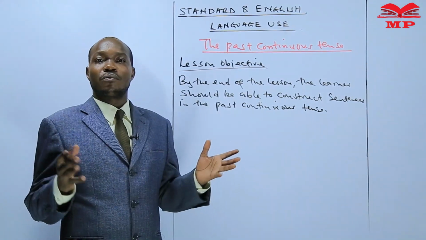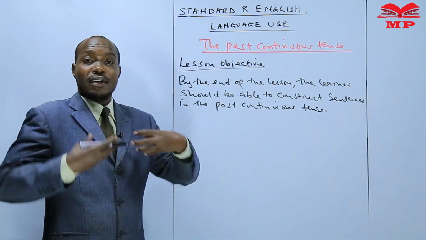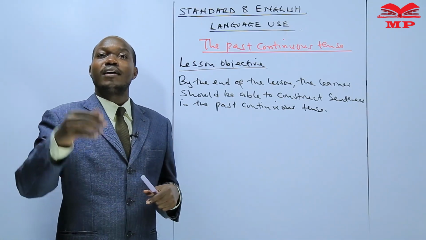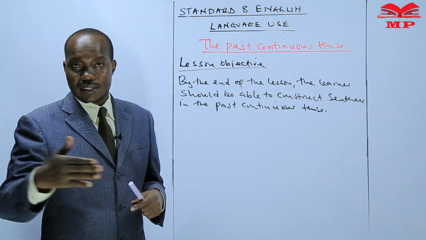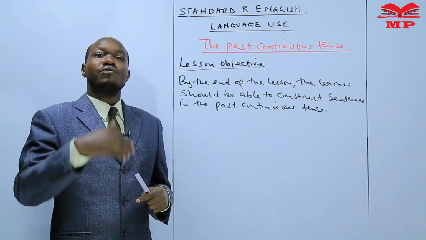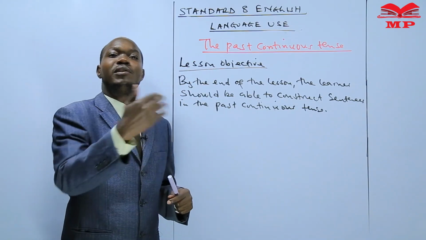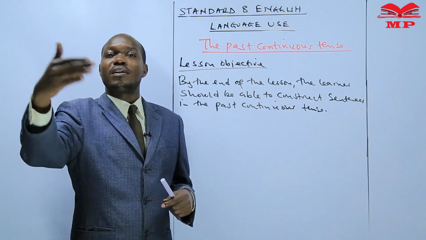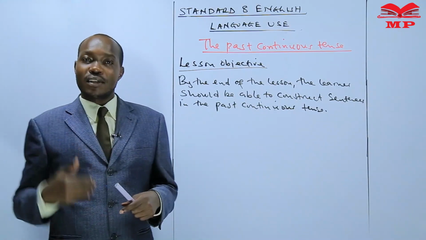We have 3 forms of continuous tense. There's the present continuous tense, like right now. I am teaching. You are learning. That is present continuous tense. There's future continuous tense. What will be happening in the future? I'll be teaching. You'll be learning. That's future continuous tense.